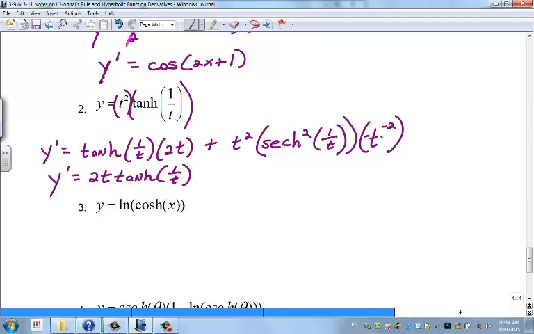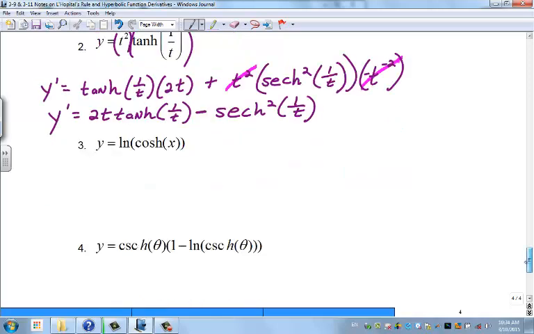It's negative on the t squared, t to the negative 2 here. Alright, so I get minus. Now, t to the negative 2, that's 1/t squared. So 1/t squared times t squared will cancel each other and give you a 1. So you just end up with minus secant squared of 1/t.